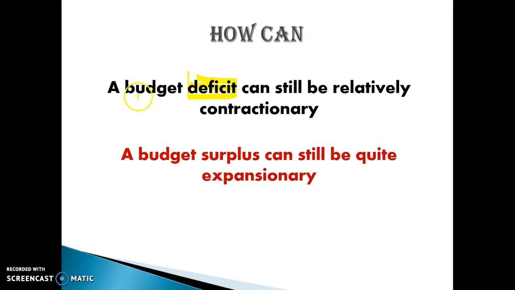With the same logic, a budget surplus can be quite expansionary if A, it's a smaller surplus than last year, or B, the discretionary policies are quite expansionary, but we're still in a surplus because we're just thriving. We're collecting so much income tax and so much company tax and paying very little in welfare.